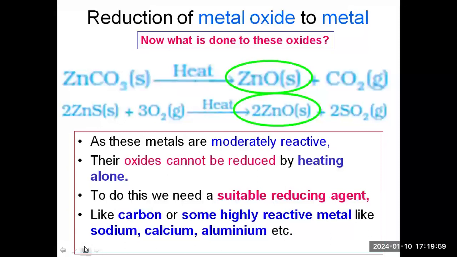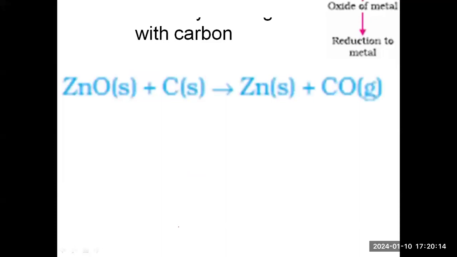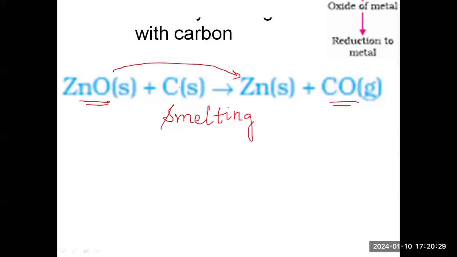So it can be carbon or another highly reactive metal. Any of these we can use. We can either use carbon or we can use another highly reactive metal. So when we use carbon, zinc oxide converts to zinc and we get carbon monoxide gas. This process is called smelting, where zinc oxide is reduced to zinc with the help of carbon.